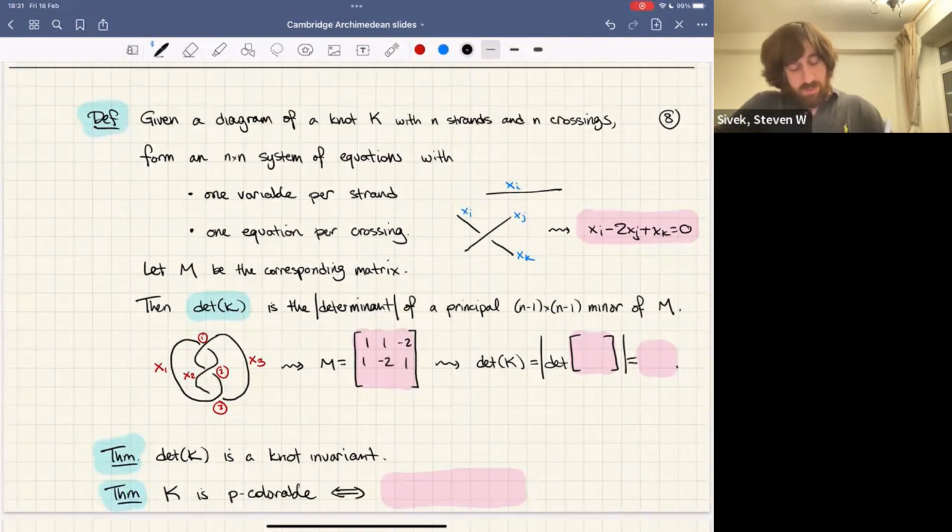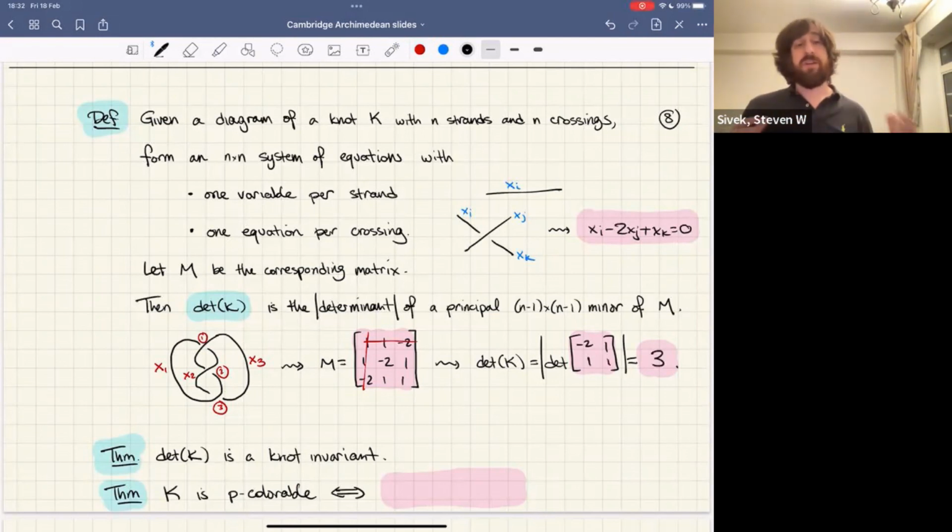And then the third one is going to be minus 2x1 plus x2 plus x3. So that's our matrix. We cross out the first row and first column, or the last row and last column, or whatever you like. It doesn't really matter. And the determinant of K is then the determinant of the 2 by 2 matrix that's left, up to taking absolute values. So the determinant of the trefoil is 3.